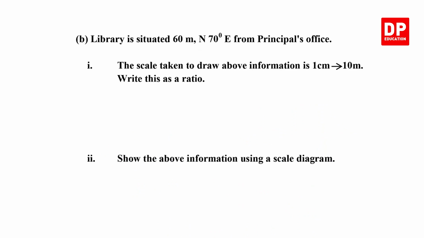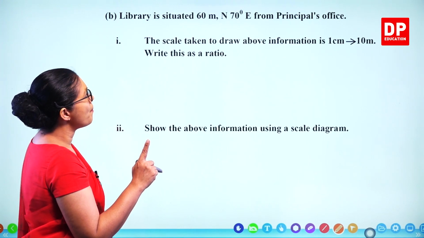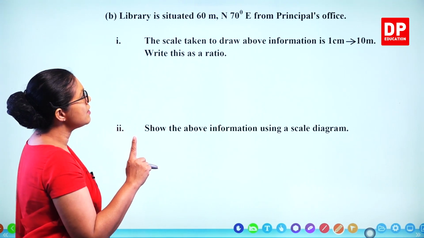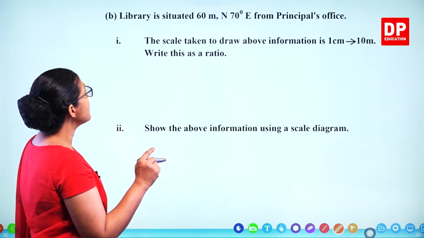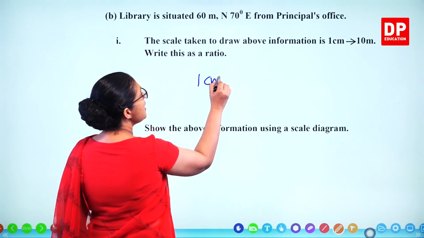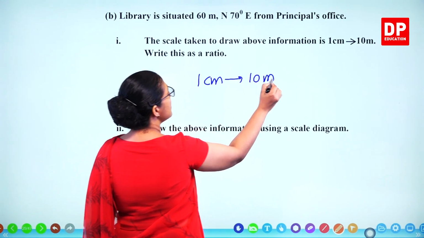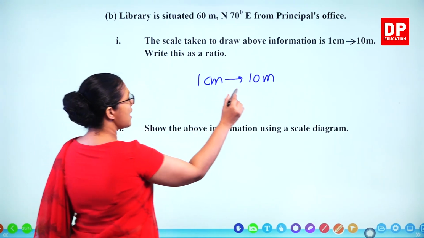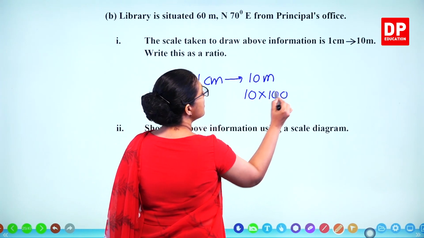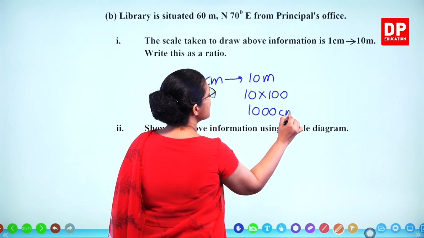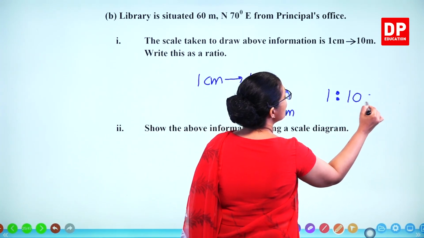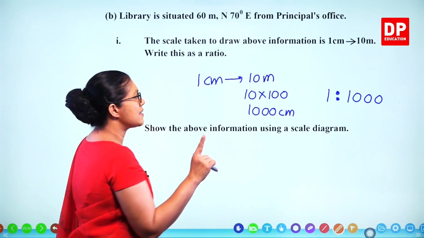Let's take part B. The library is situated 60 meters north, 70 degrees east from the principal's office. The scale taken to draw the above information is 1 centimeter represents 10 meters. Write this as a ratio. 1 centimeter, 10 meters. To write it as a ratio, you have to convert both to centimeters. Now 10 multiplied by 100, so 1000 centimeters. 1 centimeter, 1000. So what's the ratio? 1 to 1000. You don't need to write down centimeters there.